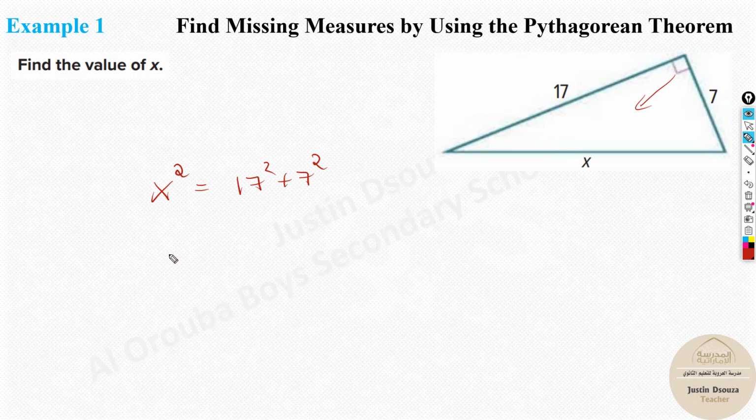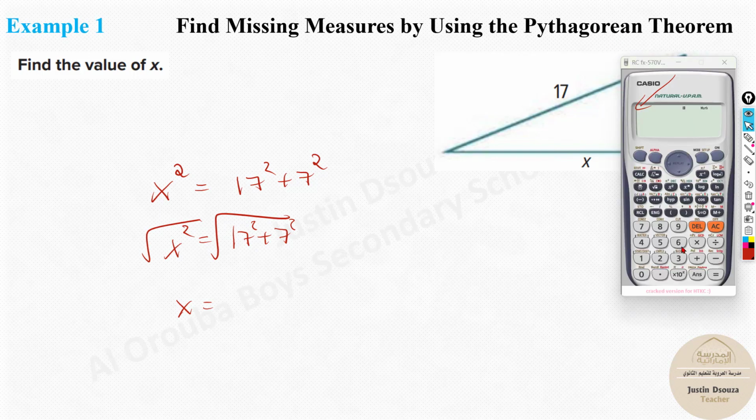If you want to find x, you can take square root on both the sides. I'll just write it over here: 7 squared. Take square root on both the sides. That will be x equals this part. You can just put that in the calculator and find it out. All you do is square root of 17 squared plus 7 squared.